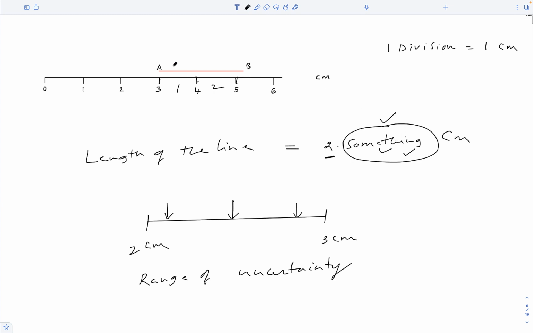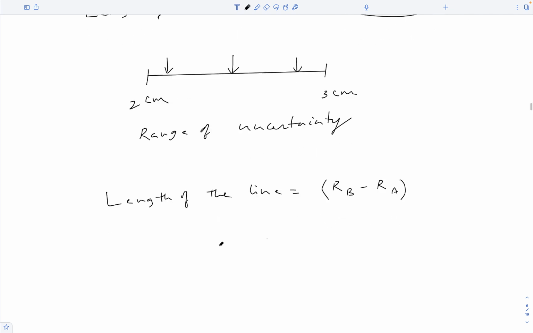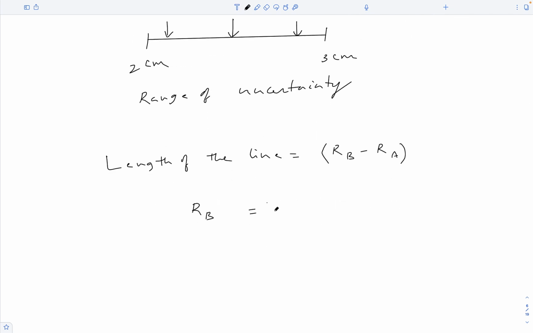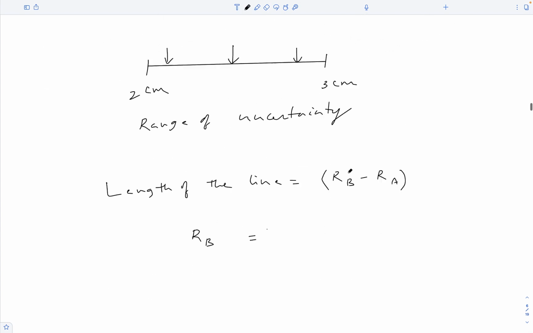Now, to measure the length of any line, we have to take 2 readings. One reading for each end of the line. Let us call the reading at this end of the line RA and the reading at this end of the line RB. Then to get the length of the line, we have to subtract RA from RB. Now what is the value of RB? Now looking at this picture, we can tell that it is 5 dot something. It clearly crossed the marking numbered 5.